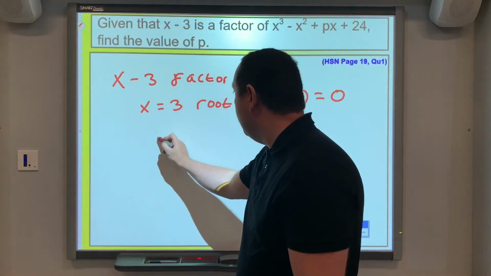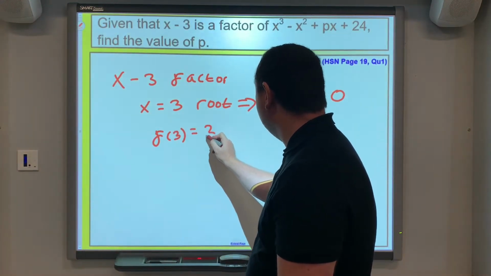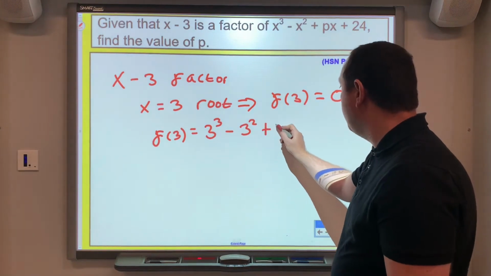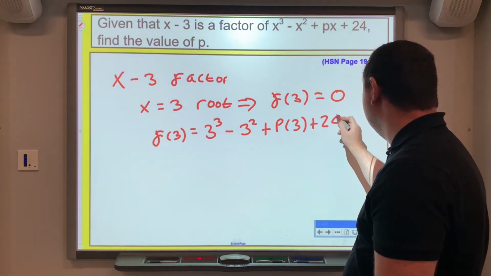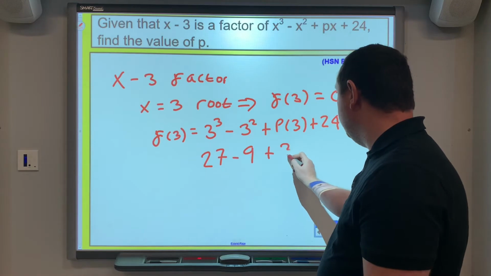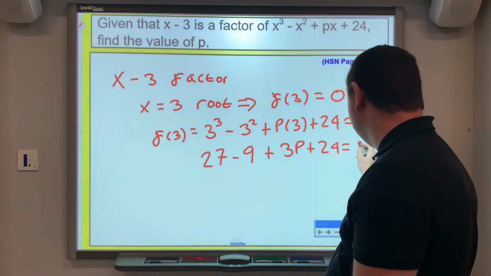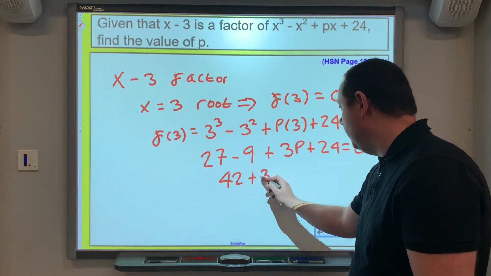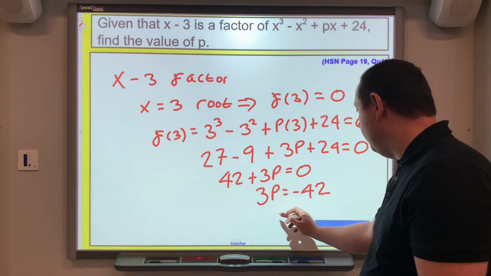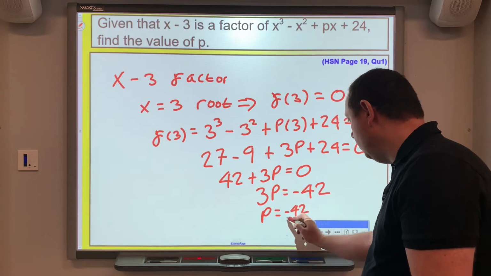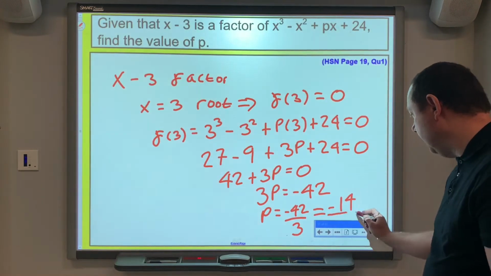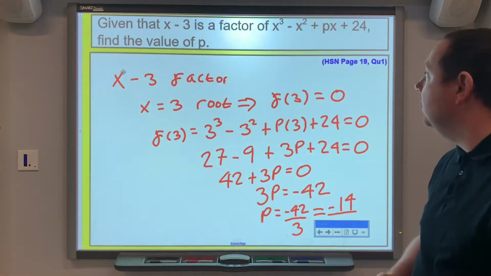So let's try that. F of 3, that's 3 cubed minus 3 squared plus p times 3 plus 24, and that equals 0. Here's 27 minus 9 plus 3p plus 24 equals 0. 42 plus 3p equals 0. Taking the 42 over, 3p is negative 42, and therefore p is negative 42 over 3, which is negative 14. And we've done it, we've found out that p is negative 14.